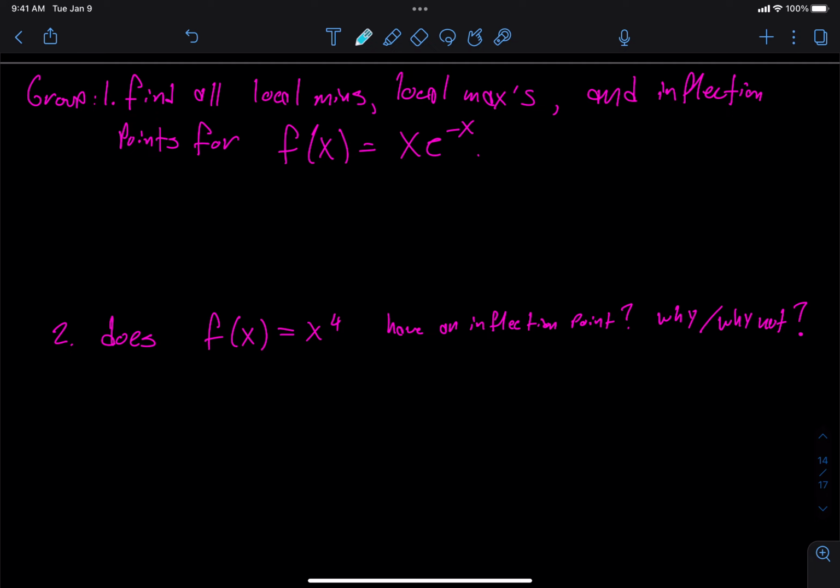Well, we also have to find all local mins and maxes, right? Local. Oh yeah, of course. You can do it by order of the two types.